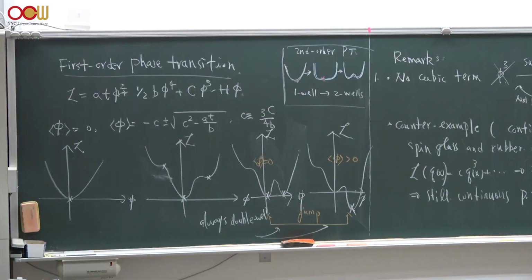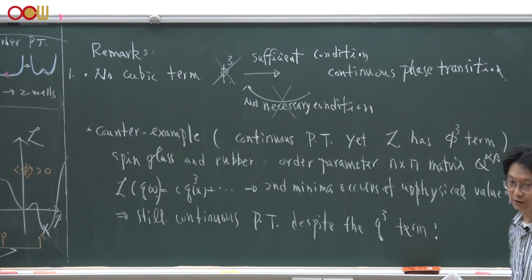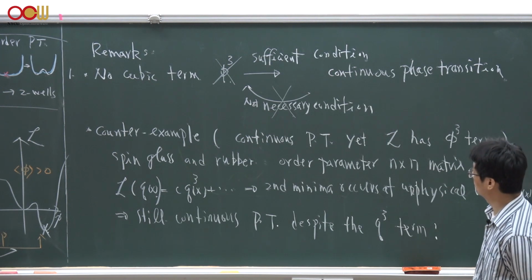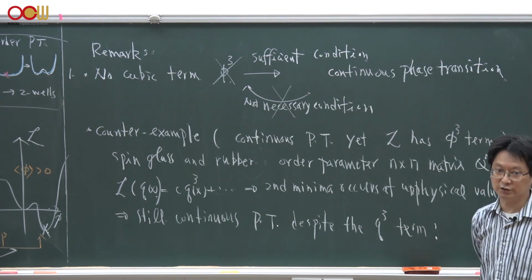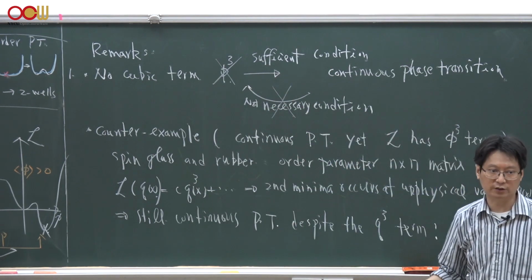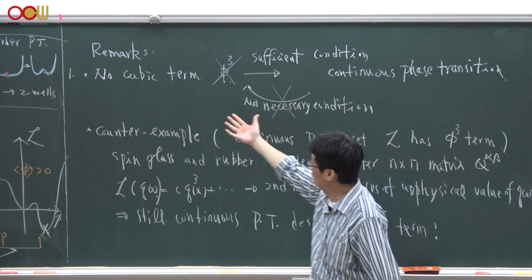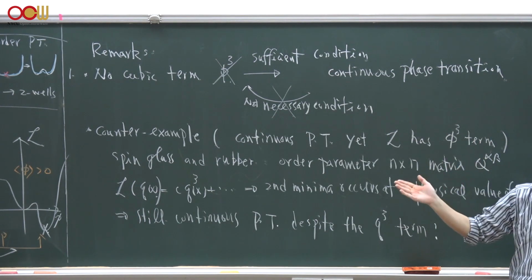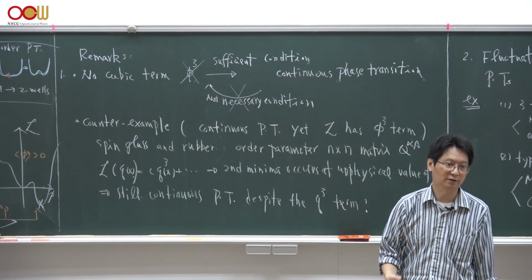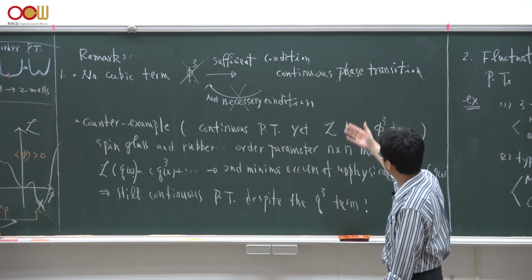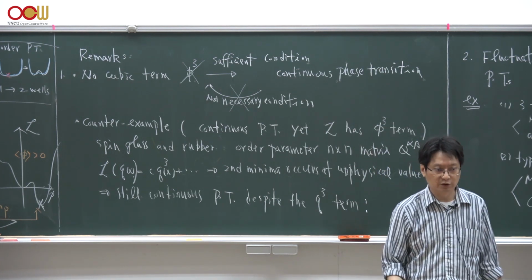So let me just make two remarks regarding the first order transition and the fluctuations beyond the mean field. First, the situation that we discussed earlier, that if we don't have a cubic term, then we have a continuous phase transition. That condition is a sufficient condition, but not a necessary condition, which means that if we don't have a cubic term, indeed, we have a continuous phase transition, but not the other way around. But if you don't have a cubic term, it's for sure that this transition can only be continuous.